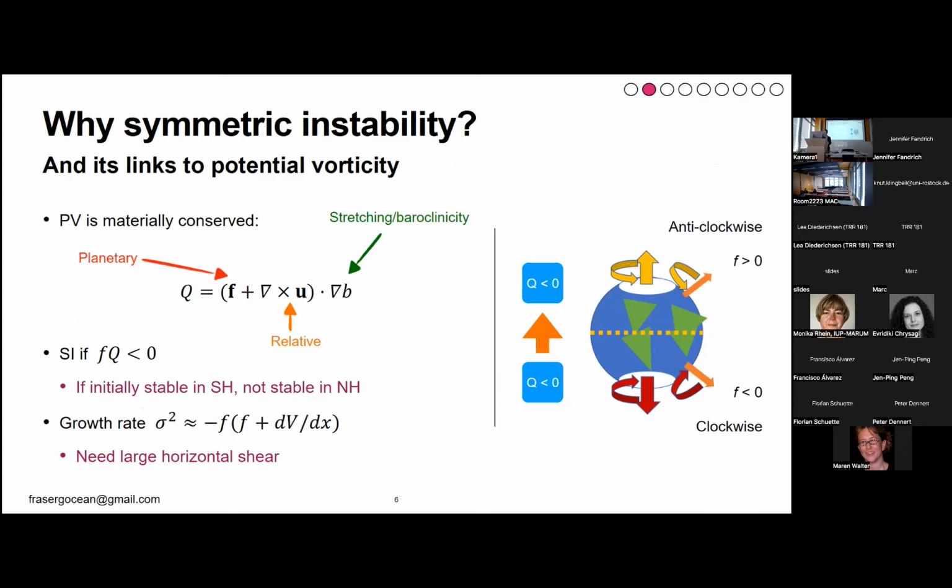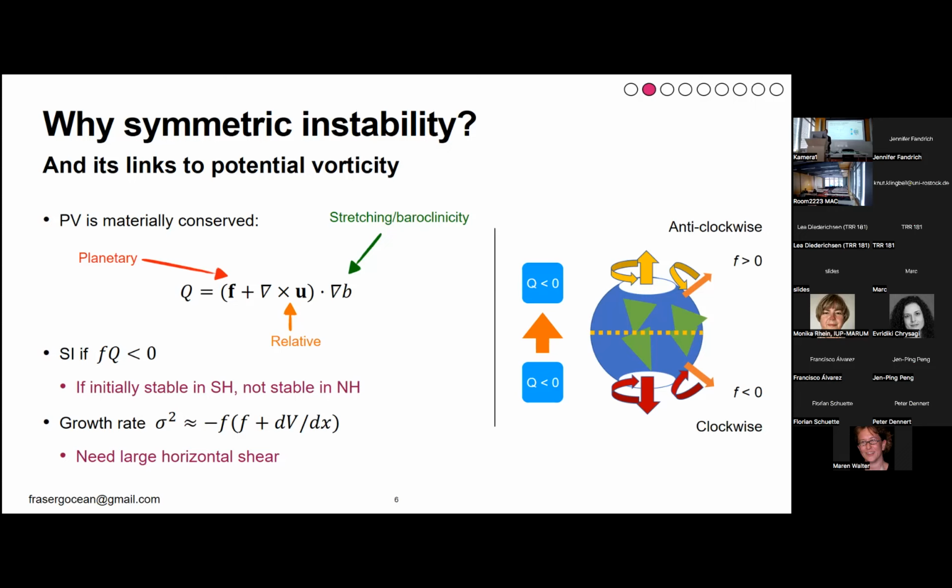So why symmetric instability? I've hinted that symmetric instability is a candidate for something which might produce some diapycnal mixing, which we're interested in, and it might be able to change the sign of potential vorticity as these currents cross the equator. But we can do a bit of a thought experiment to understand why you might expect to see it close to the equator. So we start off with the material conservation of PV.